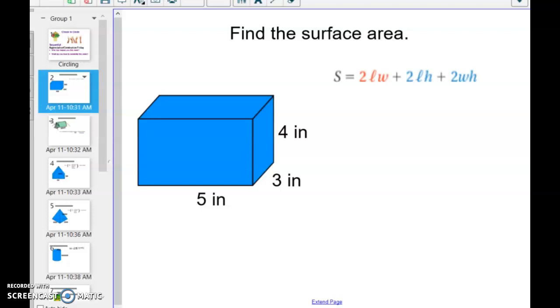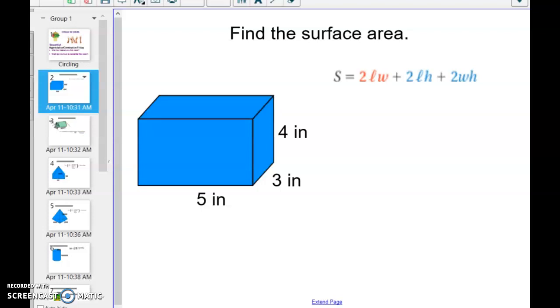For the first part of chapter 9, we have found the surface area of three different shapes. We have found the surface area of prisms, both rectangular, triangular, and cubes. We have also found the surface area of pyramids, and remember your pyramids can have bases of different shapes. They can have a triangle base, a square base, a hexagonal base, whatever the base shape is. And then yesterday we found the surface area of cylinders.